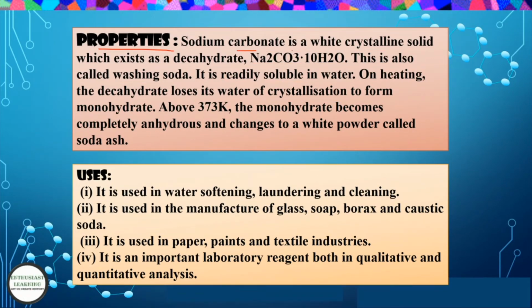Properties: sodium carbonate is a white crystalline solid which exists as a decahydrate. This is also called washing soda. It is readily soluble in water. On heating, the decahydrate loses its water of crystallization to form monohydrate. Above 373 Kelvin, the monohydrate becomes completely anhydrous and changes to a white powder called soda ash.